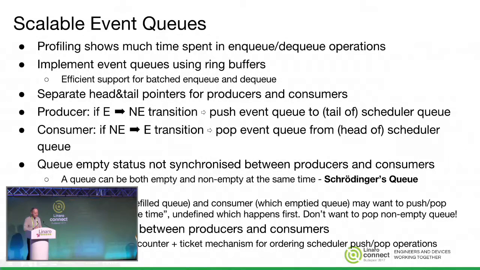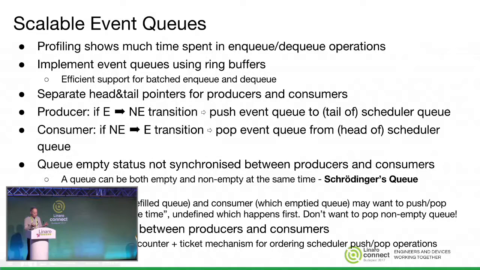And I have implemented them using ring buffers, which is a very common data type, with separate head and tail pointers for producers and consumers. When you combine event queues with a scheduler, if an event queue goes from empty to non-empty, we want to signal that this event queue is something that we can schedule from. And when a consumer dequeues from an event queue, and that event queue goes from non-empty to empty, we want to signal that this event queue is not of interest to the scheduler anymore. And we have something called scheduler queues for that.